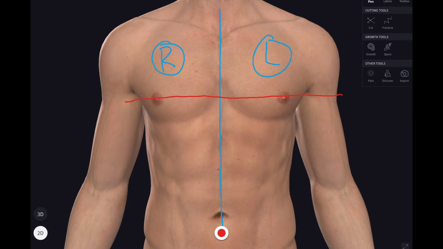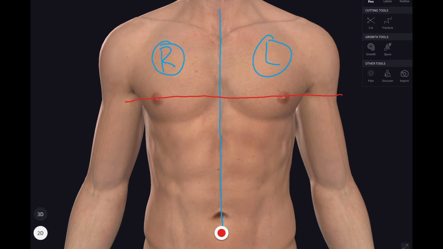That nipple line is going to be important to us because this is where we do our chest compressions. Where that blue midline and our red nipple line intersect is where you should place your hands to do chest compressions.